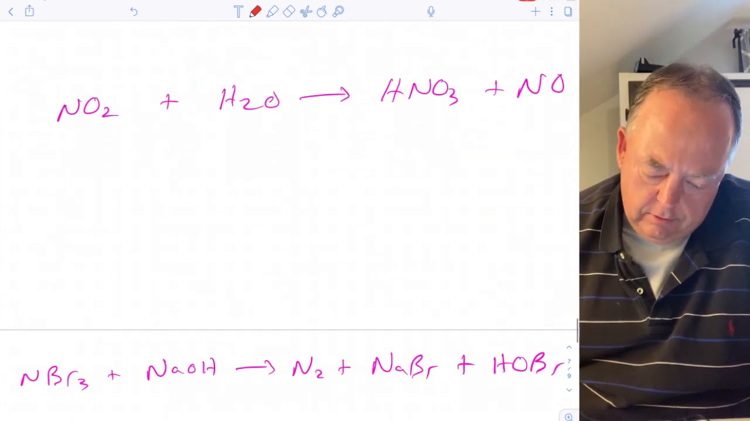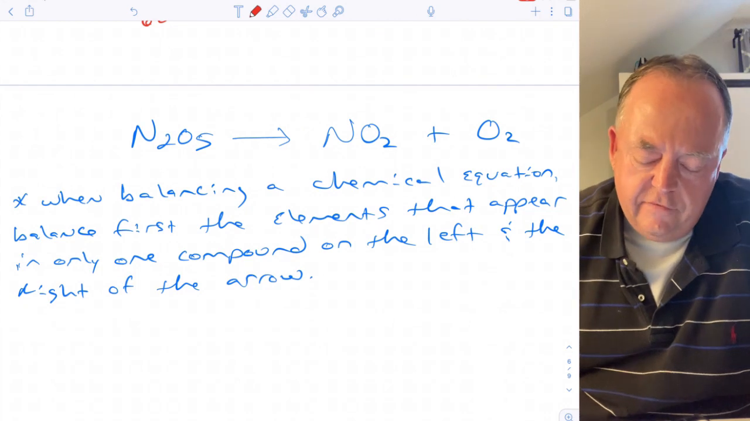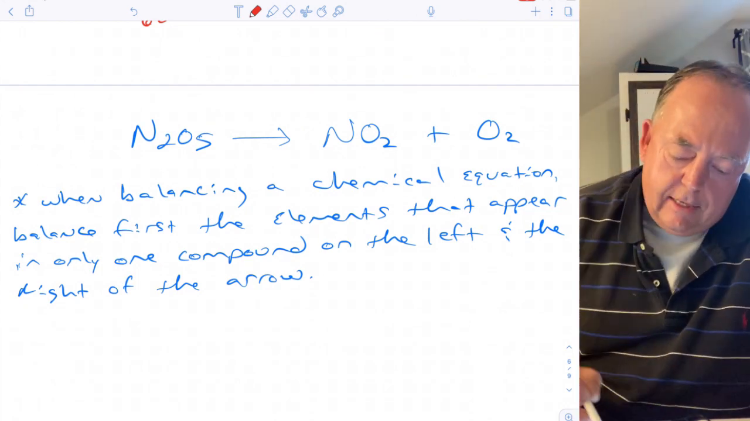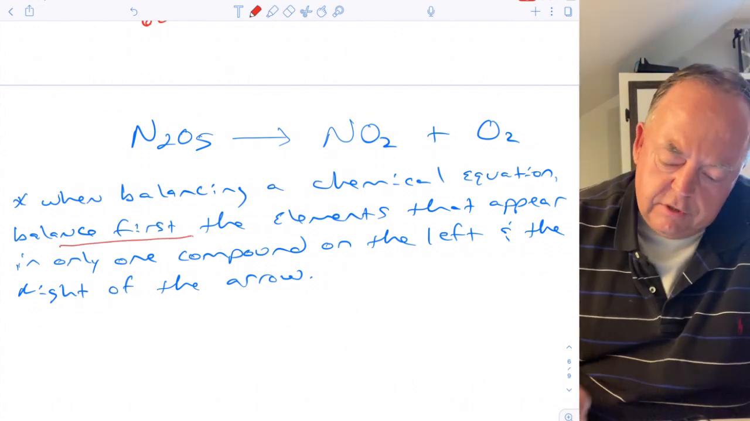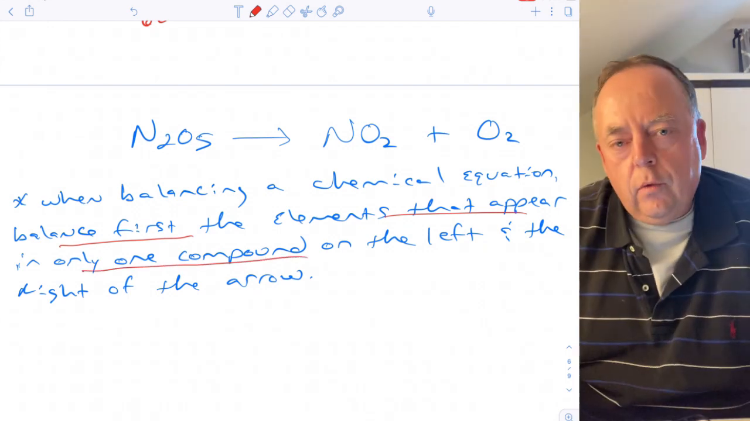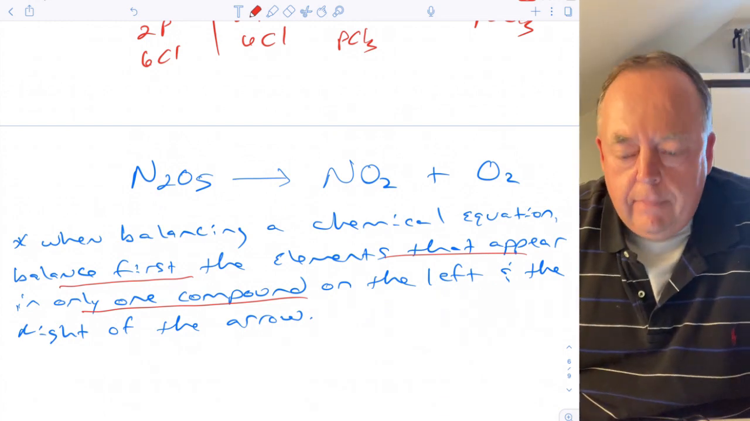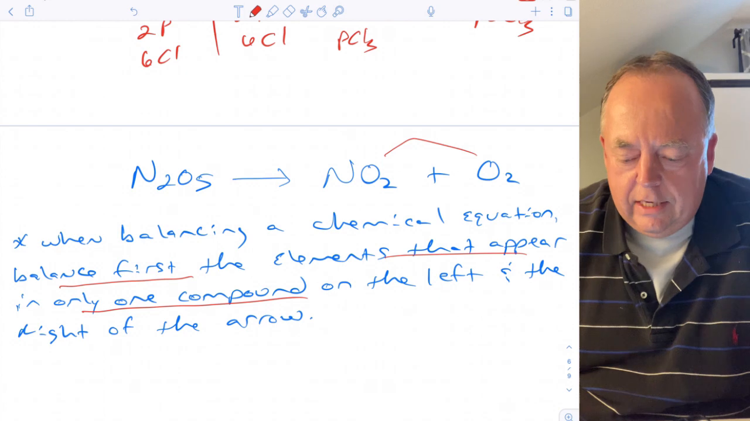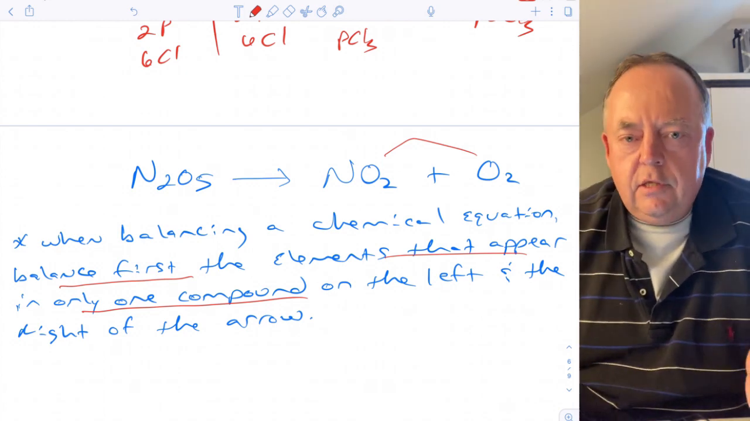Okay, let's take 2 more, 3 more. So N2O5 reacts to make NO2 and O2. Okay, so when you're balancing chemical equations, you should balance first the elements that appear in only one compound on the left and the right of the arrow. So in this example, you would not want to balance oxygen first, right? Because oxygen appears in 2 places on the right of the arrow. You want to pick elements that only appear in 1 place on both sides of the arrow.